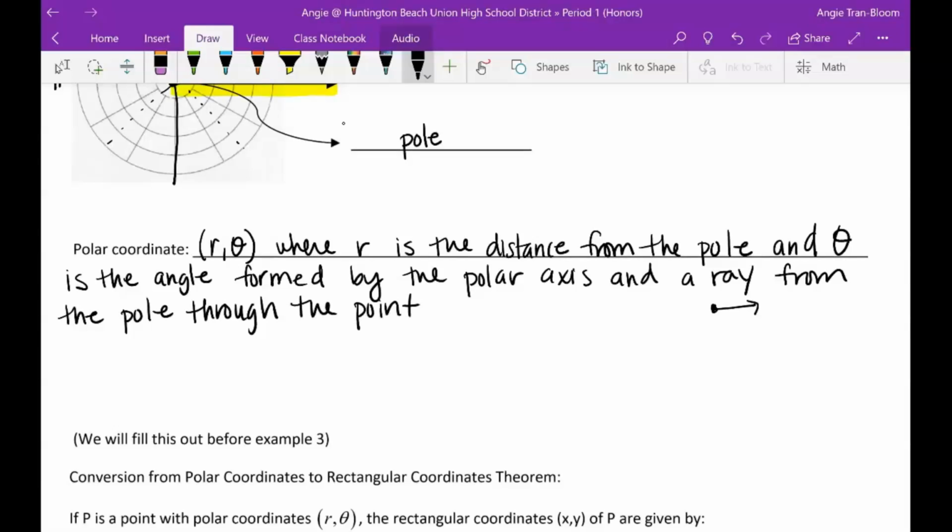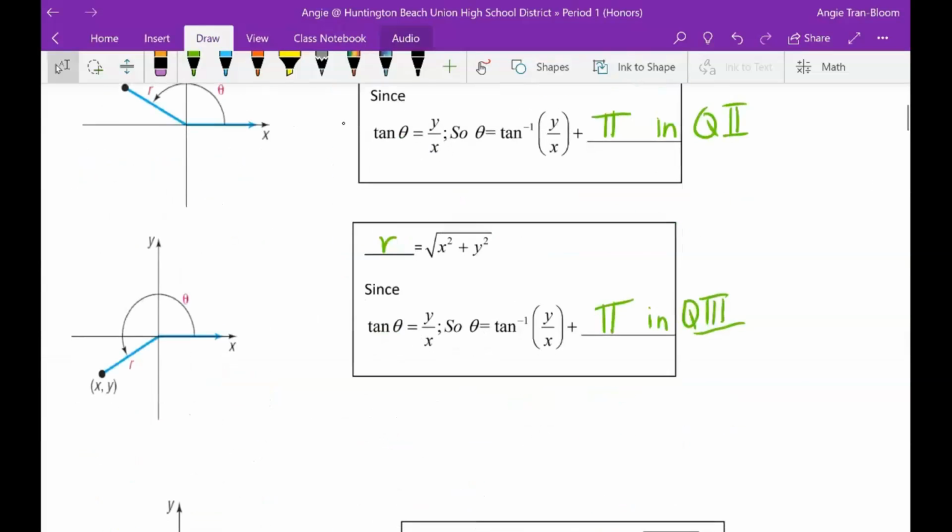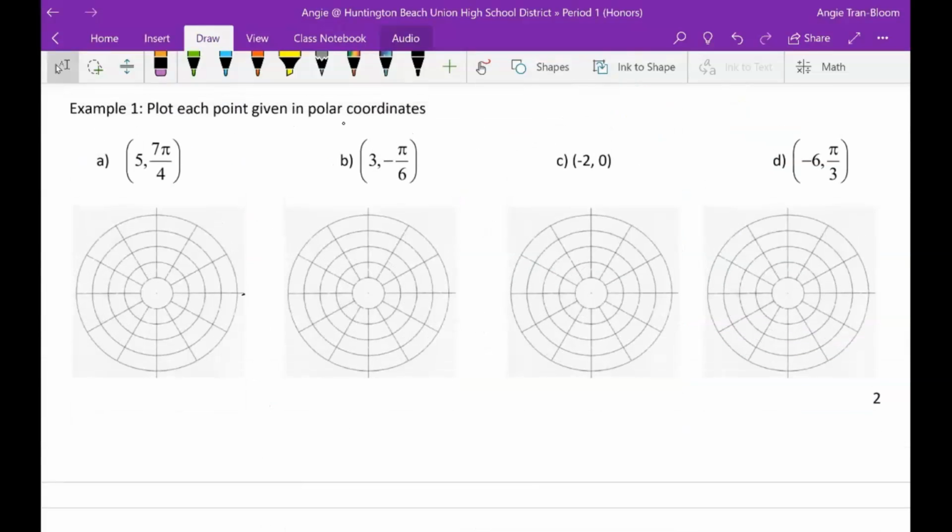Just so we have a better understanding, we will now have negative radius as well. We are used to having negative theta because we know if we have negative theta, we are going clockwise. Now we have negative r. That means we're going to go the opposite direction. So that leads me to example 1. Go ahead and go all the way to example 1. Don't worry about the other ones. We will do those later.